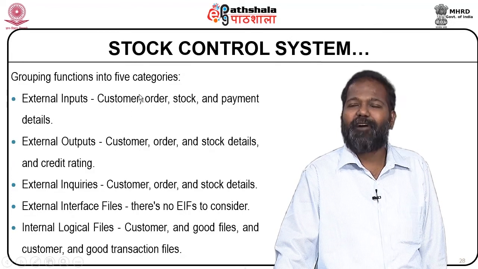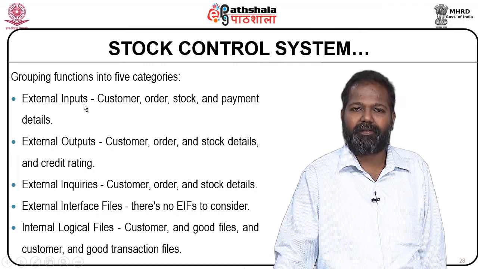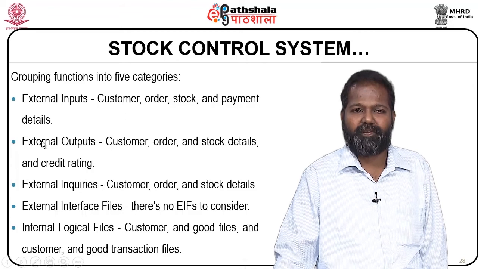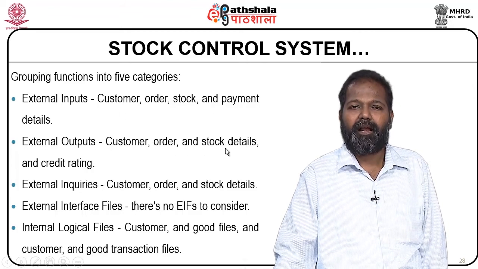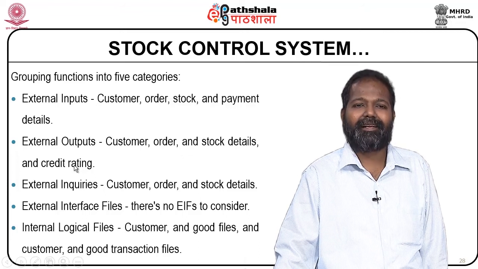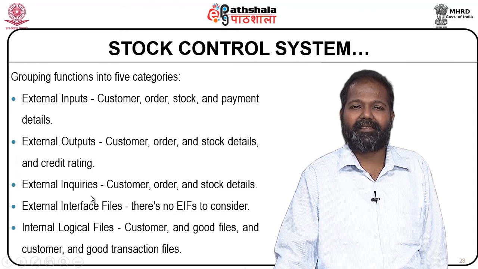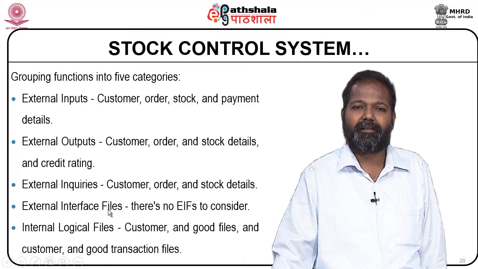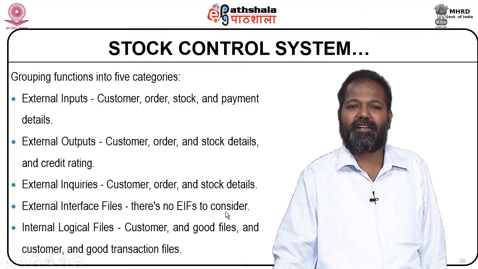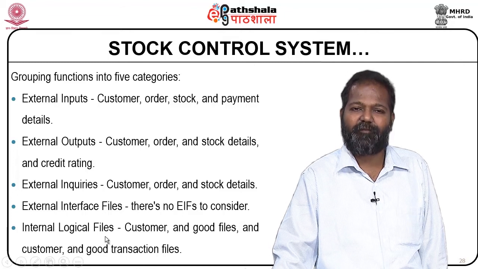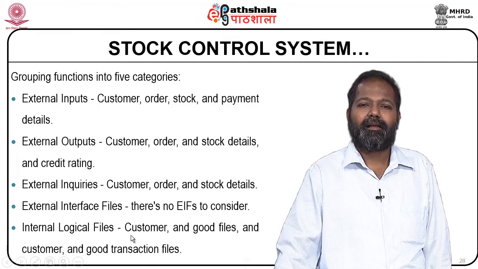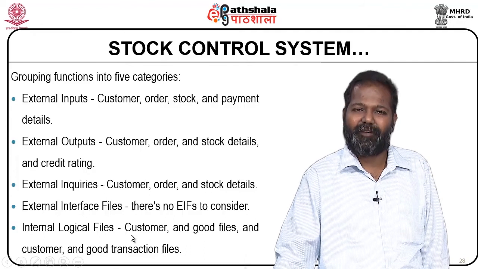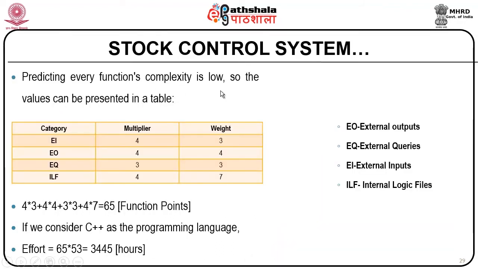Grouping functions into 5 categories. External inputs: customer, order, stock and payment details. External outputs: customer, order and stock details and credit rating. External inquiries: customer, order and stock details. External interface files: there are no external interface files to consider. Internal logic files: customer and goods file and customer and goods transaction files. Predicting every function's complexity as low, the values can be presented in a table.